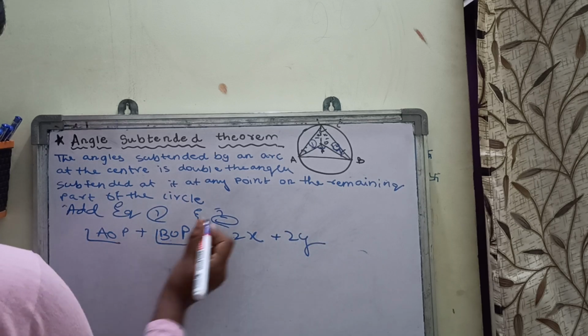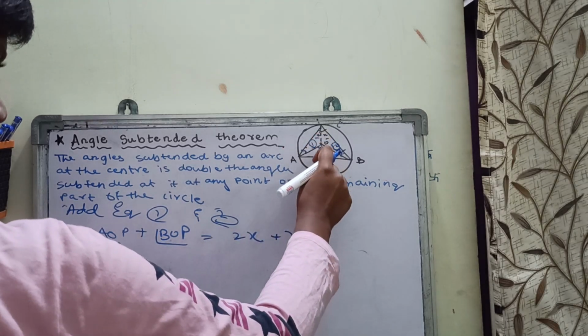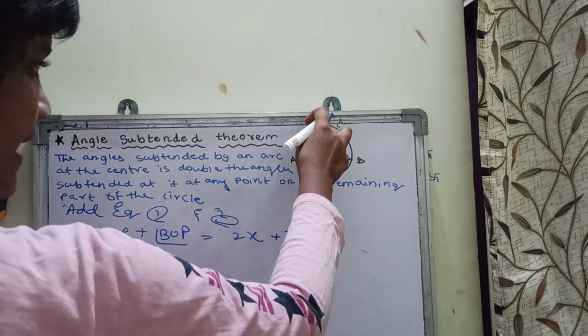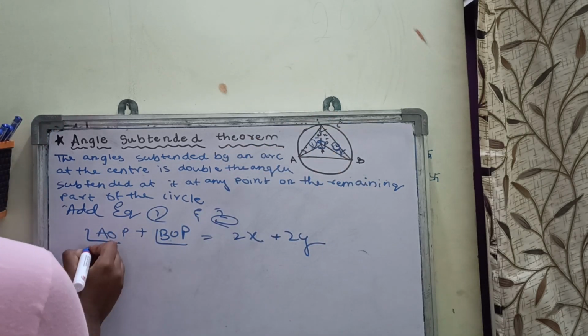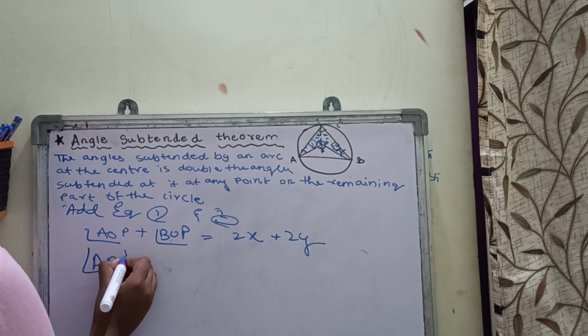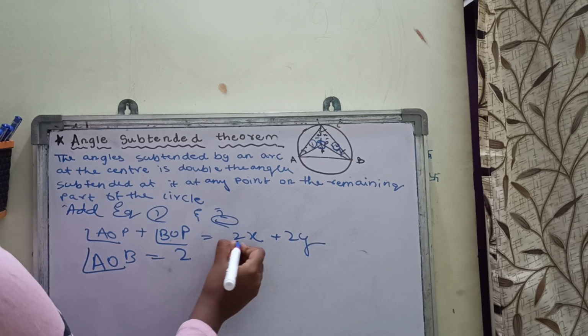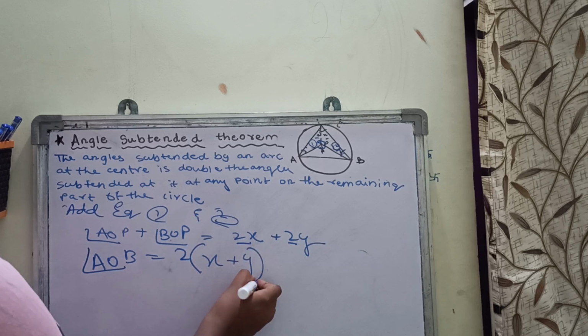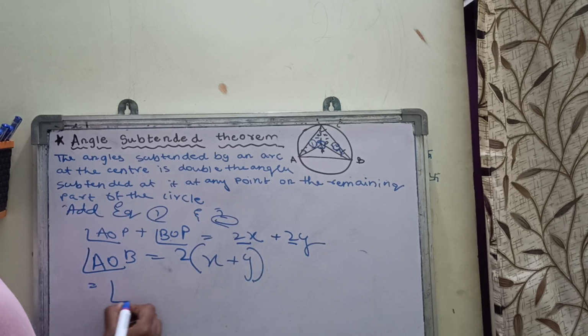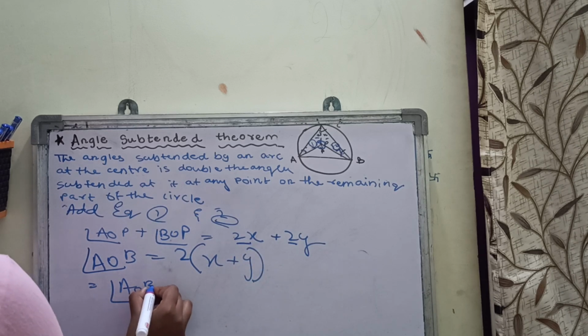This angle AOP and this angle is equal to what? Angle AOB. Angle AOB is equal to, if we take common here, what we will get? 2 of angle x plus y. So what is x and what is y? We are implementing that in their places.